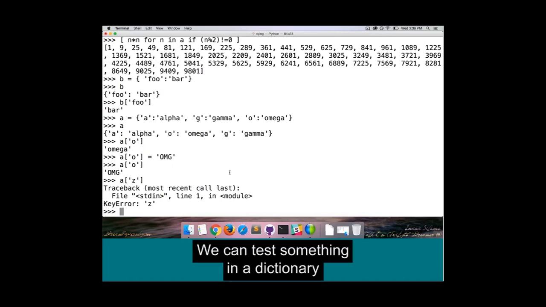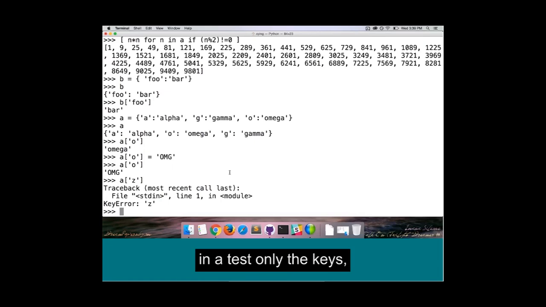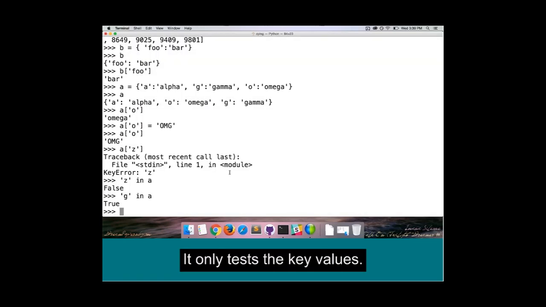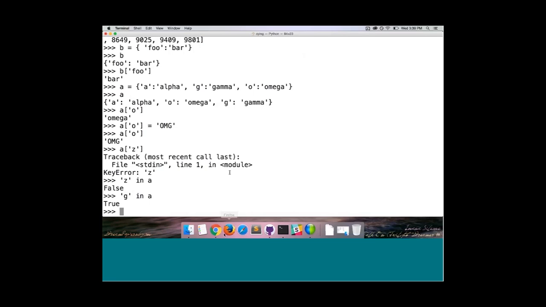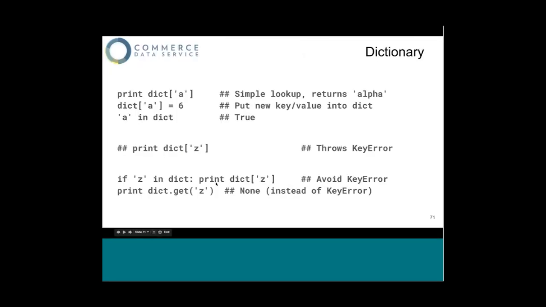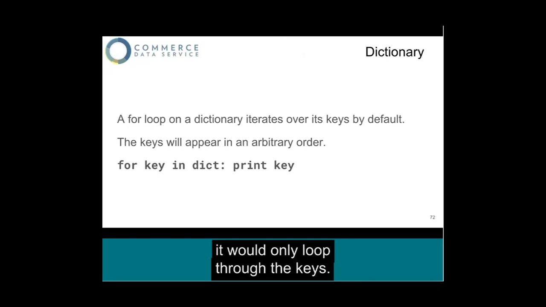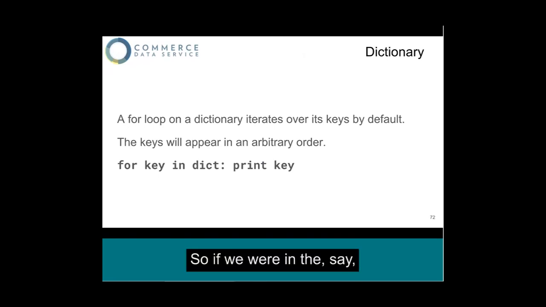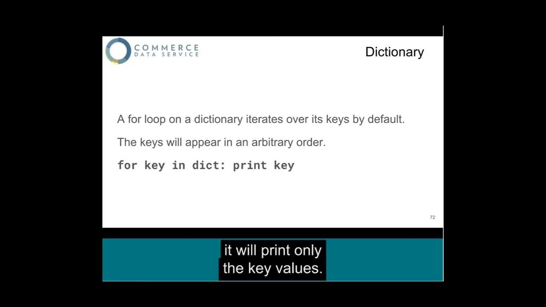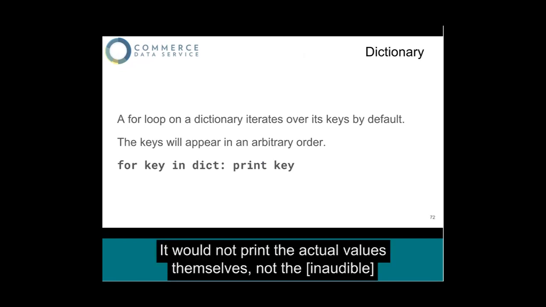We can test if something is in a dictionary, and it tests only the keys, the list of keys. So is Z in A? No. Is G in A? True. It only tests the key values. So if we were to loop through it, obviously, it only loops through the keys. So if we were to say for key in a dictionary, print key, it would print only the key values. It would not print the actual values themselves.